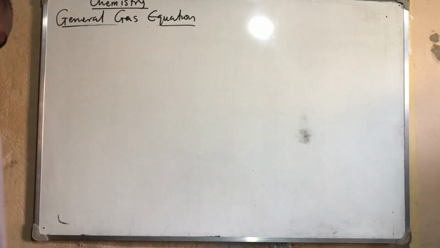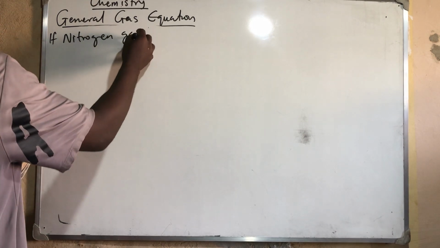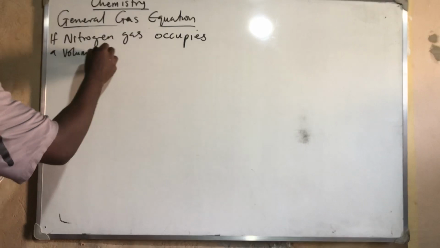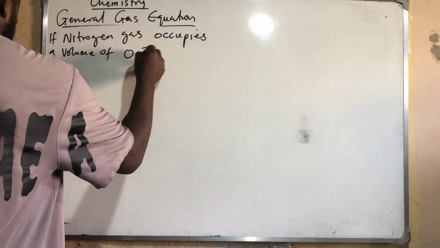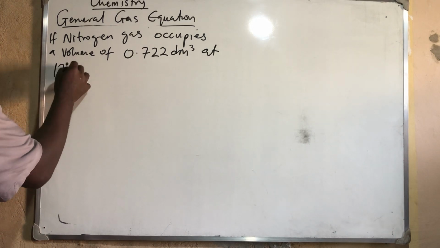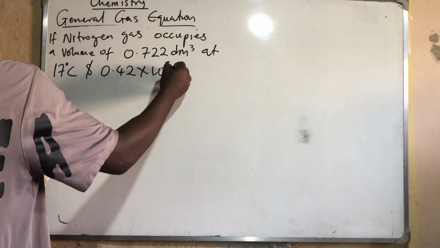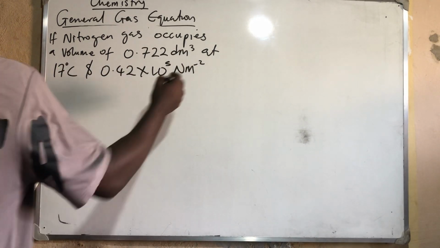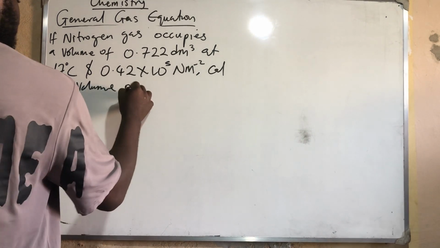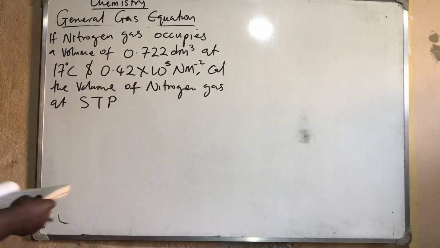For the second question, they said if nitrogen gas occupies a volume of 0.722 dm cube at 17 degrees Celsius and 0.42 times 10 raised to power 5 Newton per meter square, then calculate the volume of nitrogen gas at STP. Right, the same STP again.